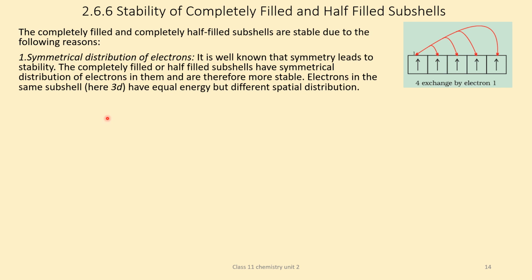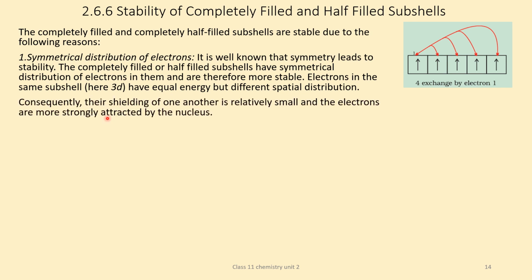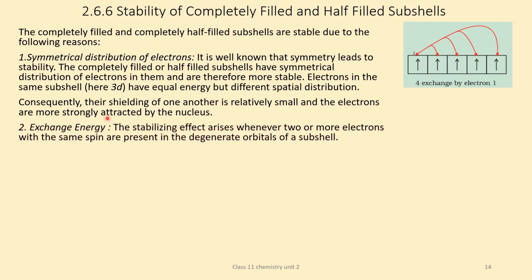Electrons in the same subshell have equal energy but different spatial distribution. Consequently, their shielding of one another is relatively small and the electrons are more strongly attracted by the nucleus. The second stability factor is due to exchange of energy.